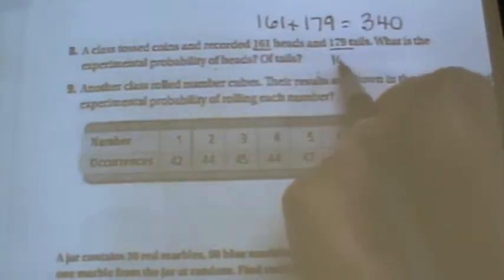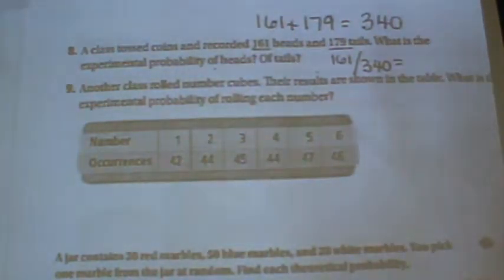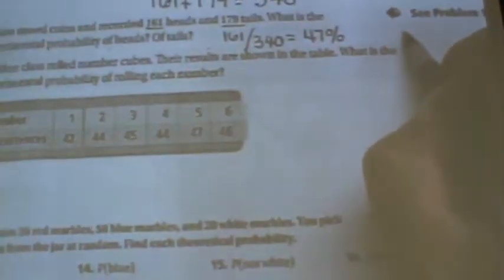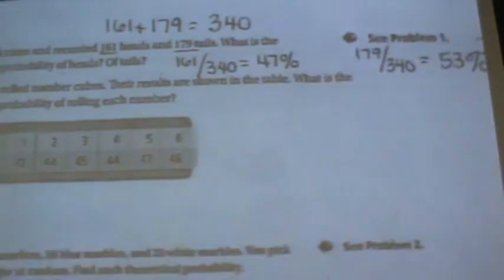Well, it's 161 over 340. And can you give me that? I want it in a percent. 47%. And what's the probability of it being tails? 53% is correct. Is there anyone that does not understand now?